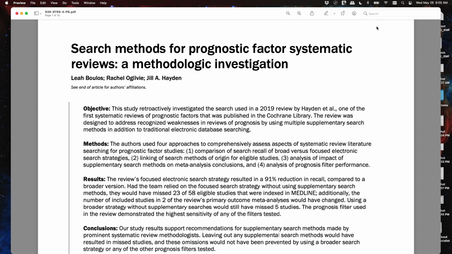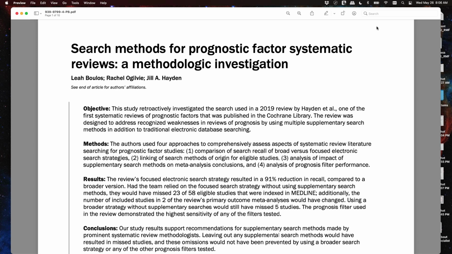So Jill Hayden conducted one of the other first Cochrane reviews on prognosis, and her review focused on the association between recovery expectations and disability outcomes in adults with low back pain. And this is a prognostic factor review. And the review my group conducted and I was involved with is an overall prognosis review.